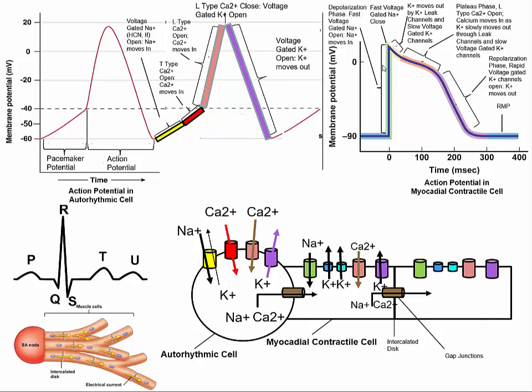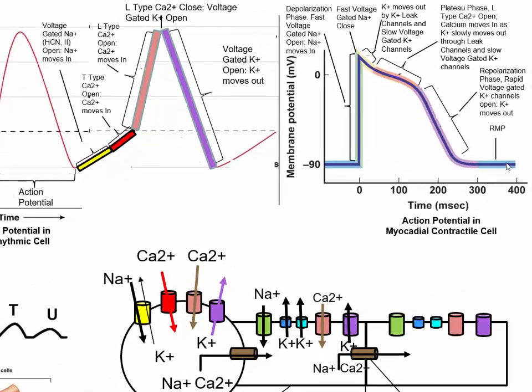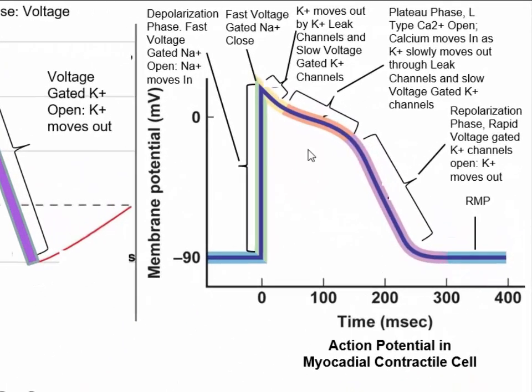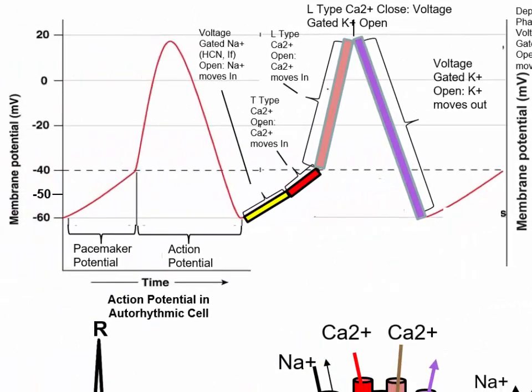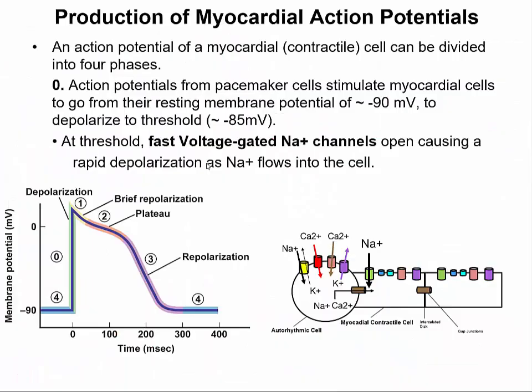We're going to see sodium come in, then potassium leave as calcium is coming in during this plateau phase, and we have a repolarization with potassium leaving the cell, coming back to its resting membrane potential. So the action potentials that we see in the contractile myocardial cells look like this, whereas the action potentials that we saw in the autoarrhythmic cells look like this. So the production of myocardial action potentials, what happens?